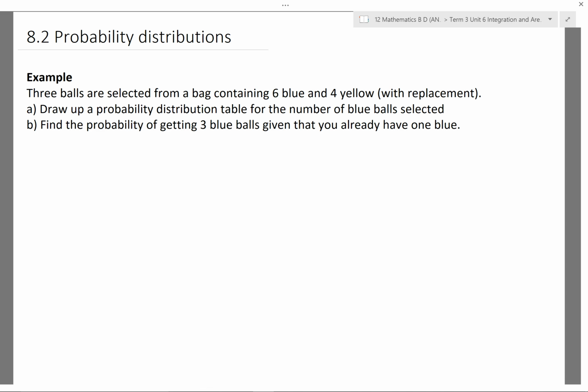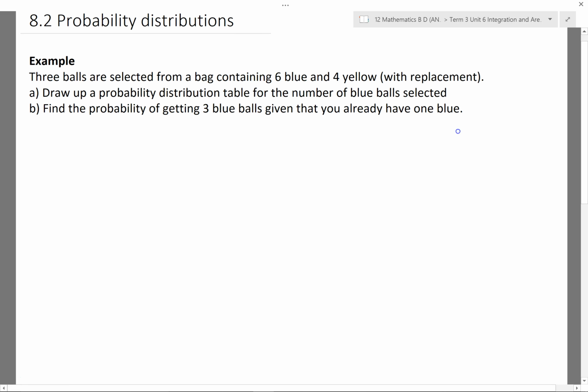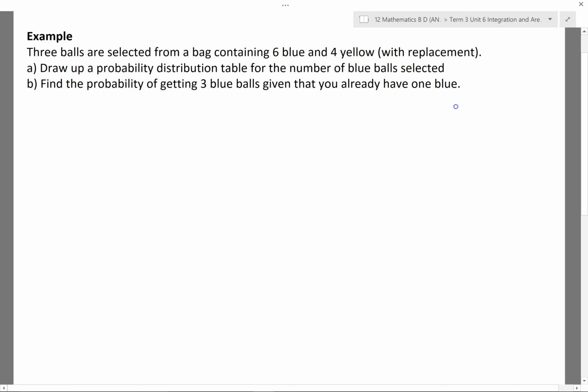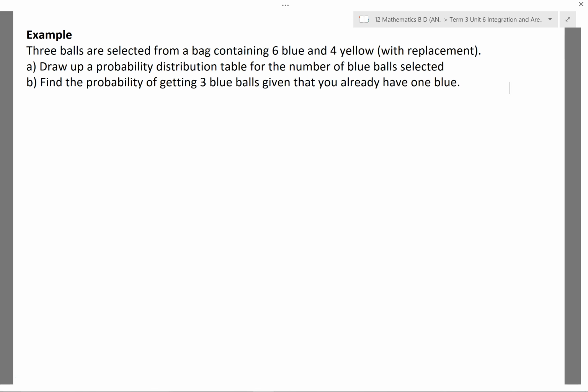To reinforce this concept, we'll look at an example where the probabilities of each outcome aren't equal. 3 balls are selected from a bag containing 6 blue and 4 yellow. We're replacing it each time as well. Draw up a probability distribution table for the number of blue balls selected. So I'm going to let my random variable be the number of blue balls. It's important you do that so that when you look at the table, you know what that capital X is referring to.